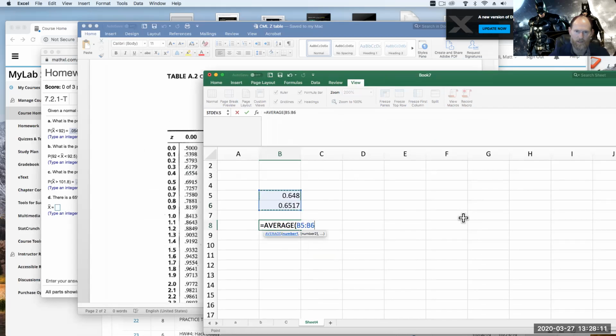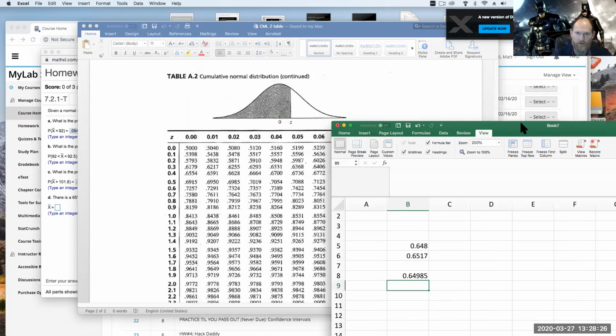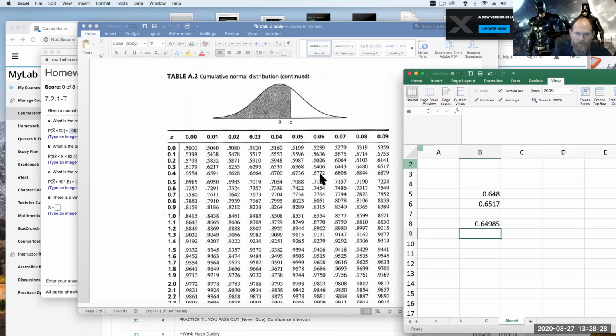Because this is just kind of a pain, and it's not a pain that I'm interested in. So that's telling me that's pretty doggone close to 0.65. And what I just did was essentially a z-score of, where am I at? Where did I go?